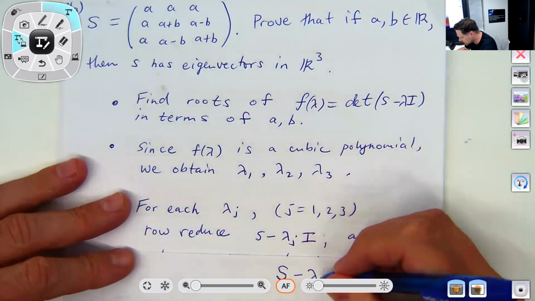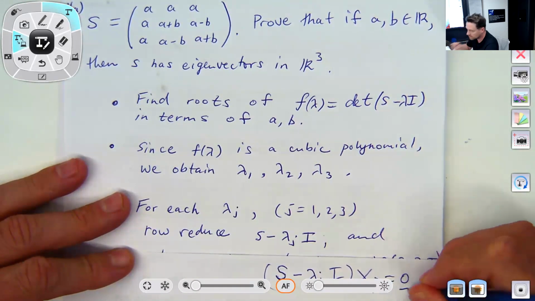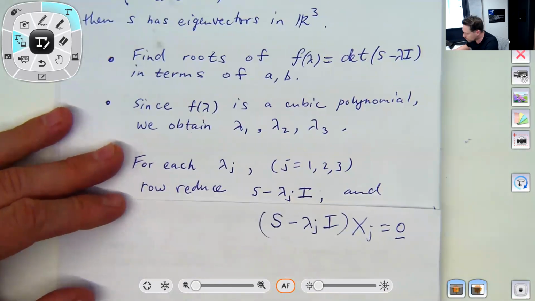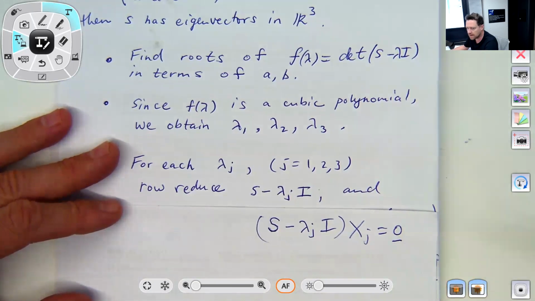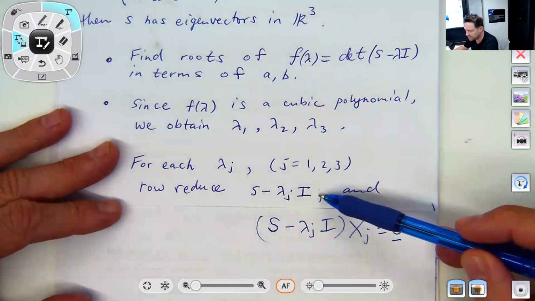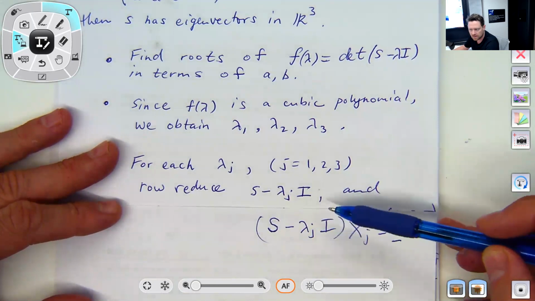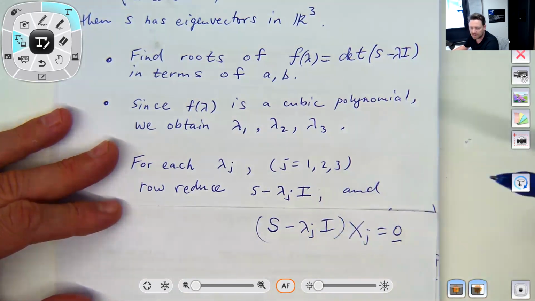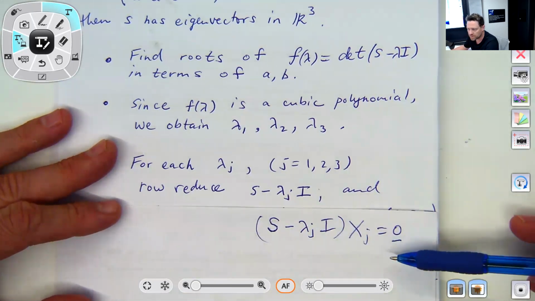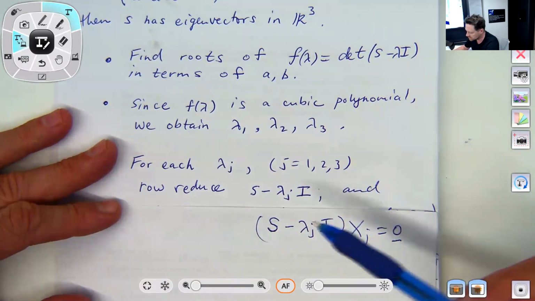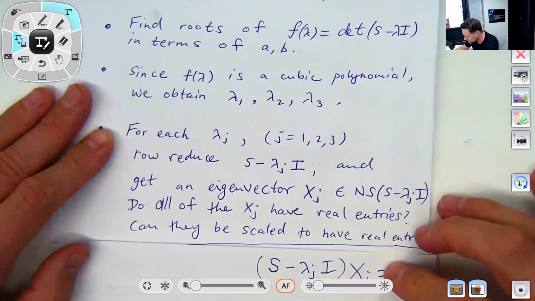Anyway, so S minus lambda j I times x j equals the 0 vector. So you're looking at this equation, which is why you want your eigenvectors in the null space. To get elements of the null space, you row reduce this, so you get a very simple looking matrix, and then you can more or less read off what the eigenvector is that corresponds to that eigenvalue. So x j belongs to the null space of S minus lambda j I. Great, so we've said that.